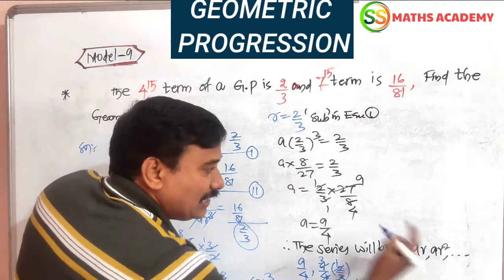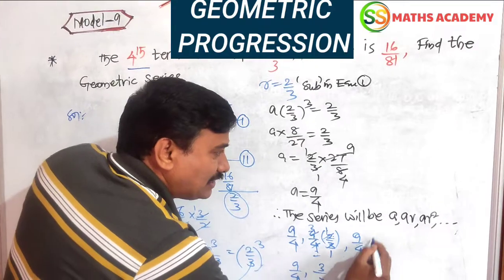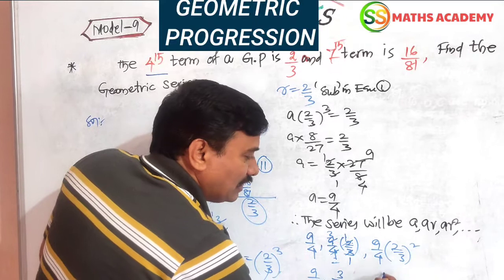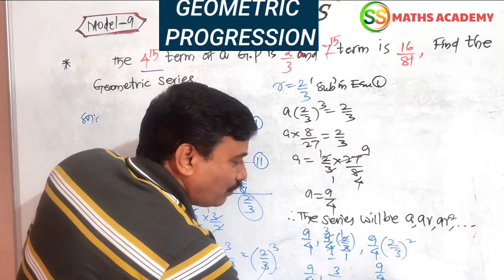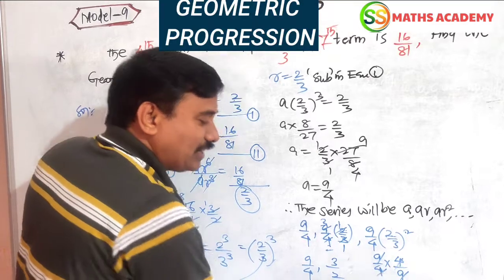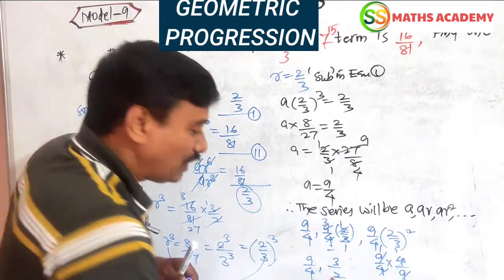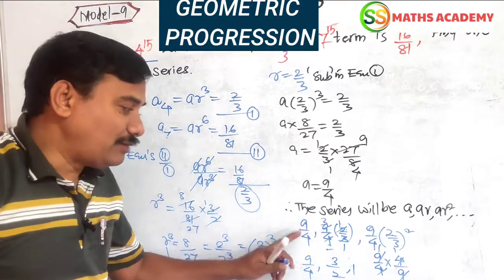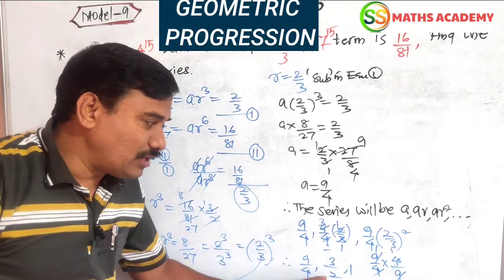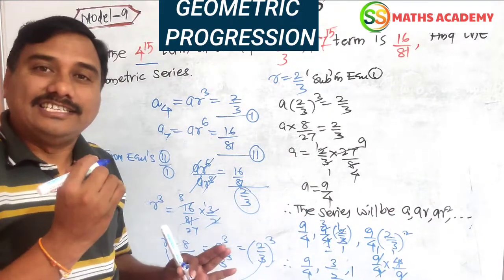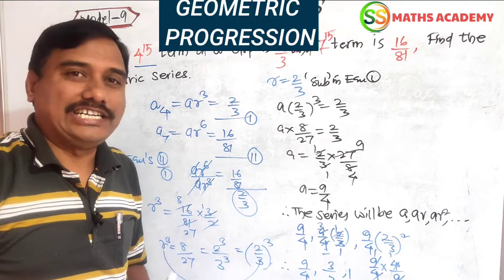Next term, ar square. The a value is 9 by 4, friends, and r is 2 by 3 whole square. Nothing but 9 by 4 times 2 square by 3 square. 2 square is 4, 3 square is 9. 9 and 9 cancel, 4 and 4 get cancelled. We should get 1 only. So this is the series of the GP: 9 by 4, 3 by 2, 1 and so on. This is the required GP of this question, dear friends.